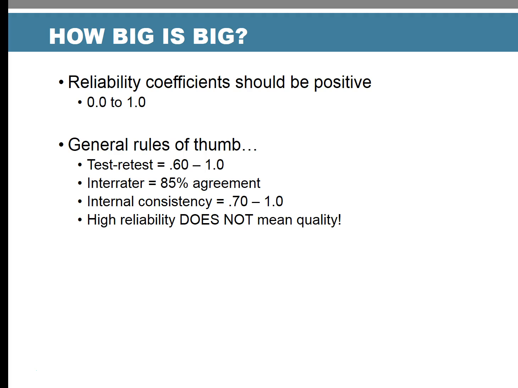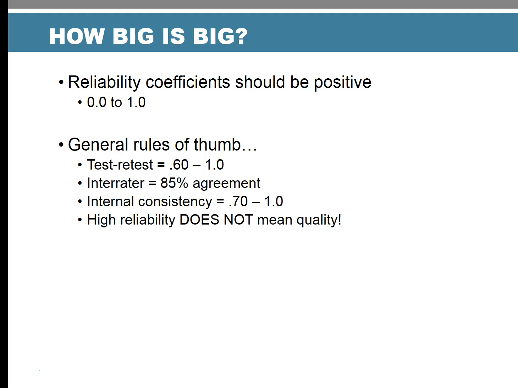So a reliability coefficient will be positive. It'll be on a scale of 0 to 1.0. The general rules of thumb that we're looking for: for test-retest, high reliability, we would consider that between 0.6 and 1.0. For inter-rater reliability, we're looking for 85% agreement or better. For internal consistency, we're looking for 0.7 to 1.0.